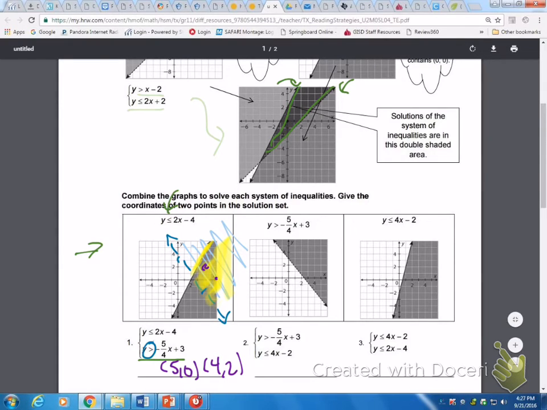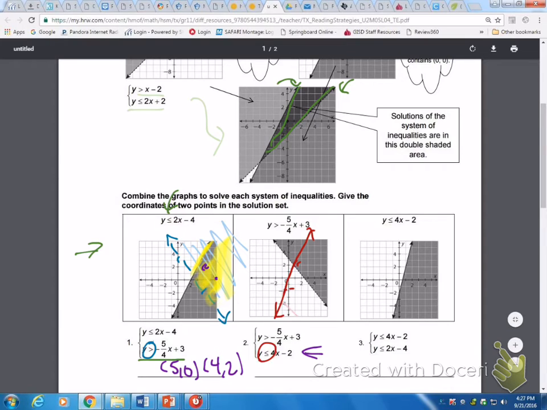This next one, they have already graphed y greater than negative 5/4 x plus 3. Now let's graph y less than or equal to 4x minus 2. So I start at my intercept of negative 2, and then I'm going to rise 4 and run 1. Since I have an equal sign, I will draw a solid line, and less than, I will shade below it.